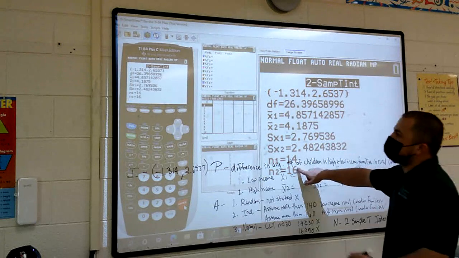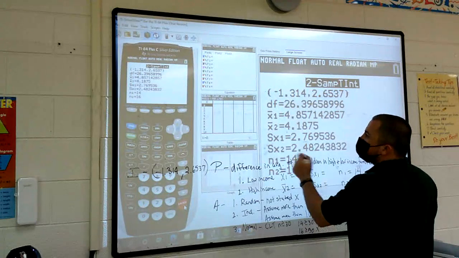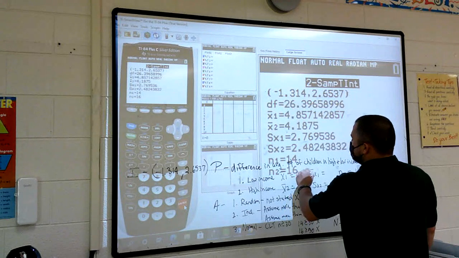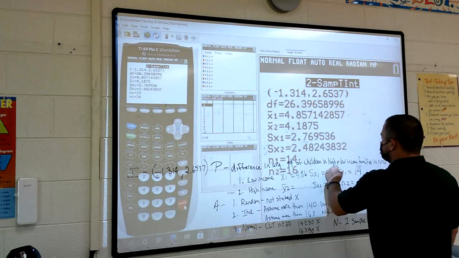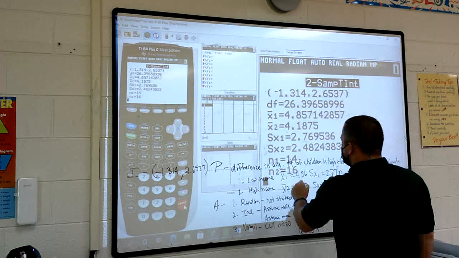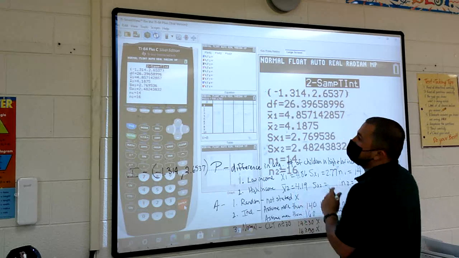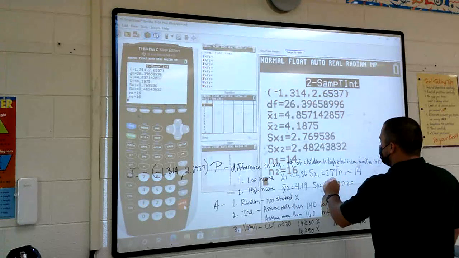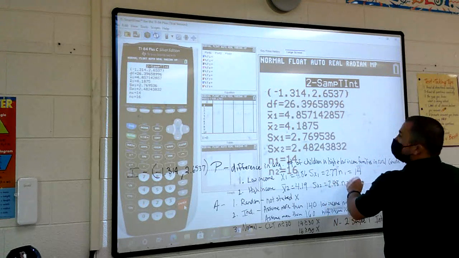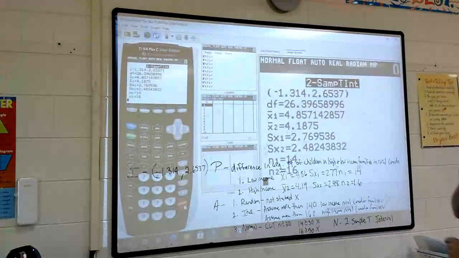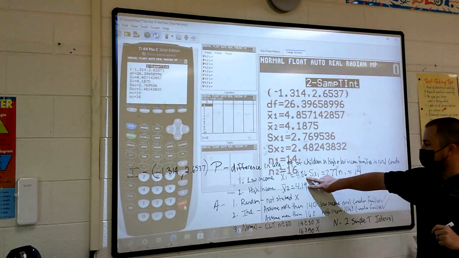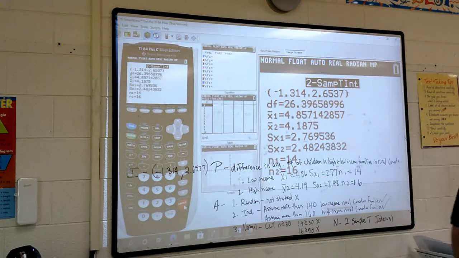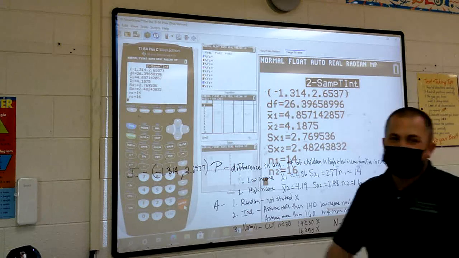So for the first one, 4.86, and the standard deviation for the first one is 2.77. For the second one, 4.19, if we round it to 2 decimal places, and 2.48. Now, if you notice, the high income families do have less children, but it's not a huge difference. It's only from 4.86 to 4.19. And our sample sizes are small, so the interval is not really picking up a big difference.